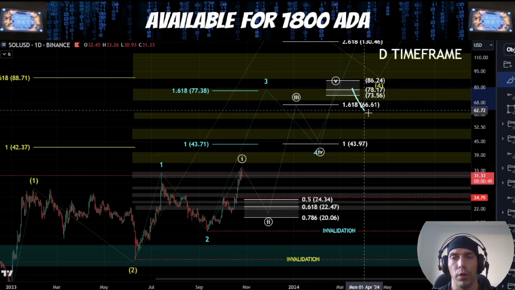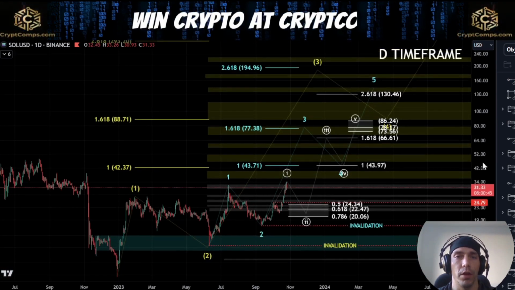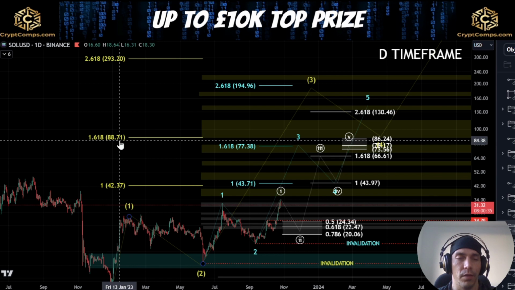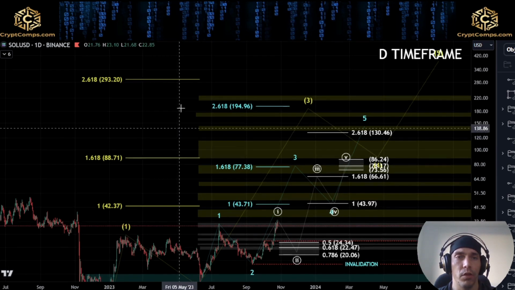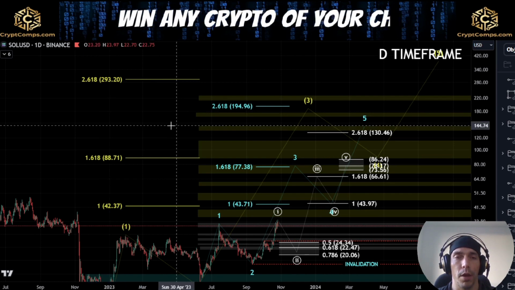Then we would be looking for an additional 4th and a 5th, which could then look to push us up to some of these higher target levels. Now I do have the 1.618 of the yellow count sitting at 88.71. If, however, we see extension, the 2.618 level would be at this 293.